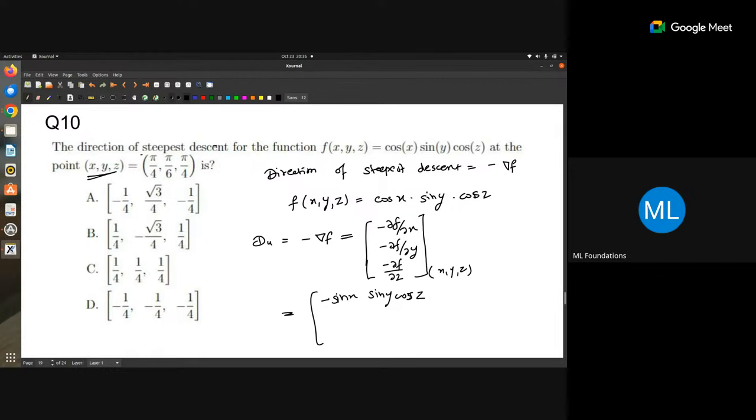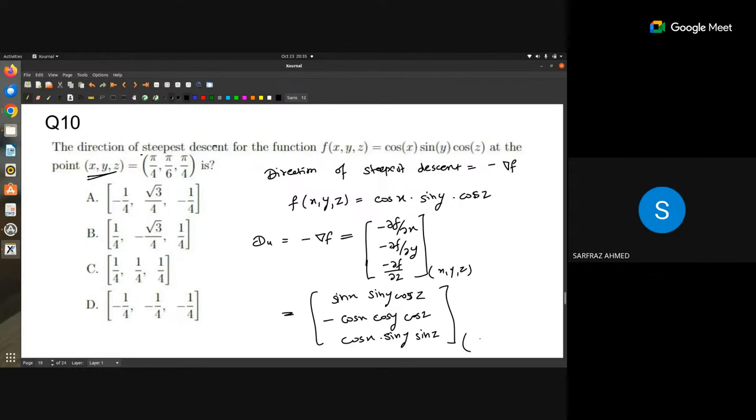Here, it should be plus, since minus of minus will become plus, because I'm just calculating for minus del f. Del f by del y is what? Again, minus of plus, so here this will become minus cos x cos y cos z. Correct. And what about del f by del z? It's plus cos x sin y sin z.